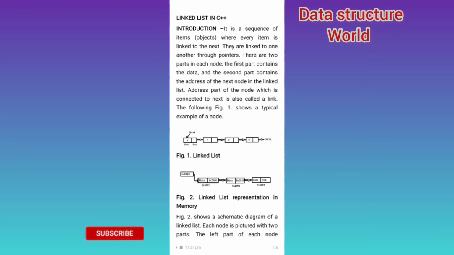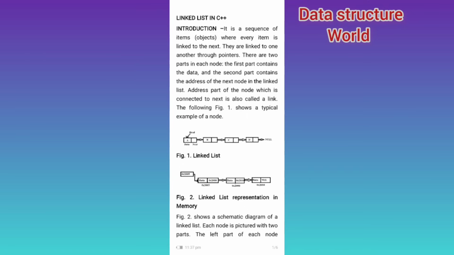Today in data structures in C++, we are going to discuss the concept of linked list in C++. First of all, we have the intro. A linked list is a sequence of items, or we also consider it as objects, where every item is linked to the next. They are linked to one another through pointers.